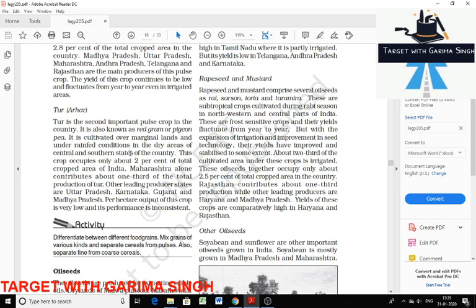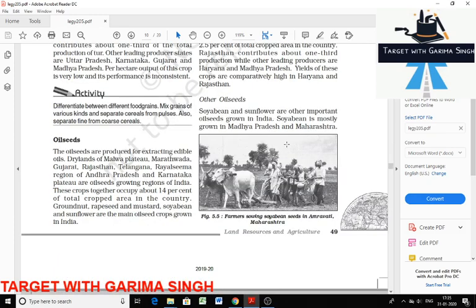Then oilseeds. Oilseeds are produced for extracting edible oil. Oilseeds include groundnut, rapeseed, mustard, soya bean. You can say different oilseeds are grown in India, on about 40% of the total crop area in the country. The dryland of the Malwa Plateau, Maharashtra, Gujarat, Rajasthan, Telangana, Rayalaseema of Andhra Pradesh, and the Karnataka Plateau are the leading producers of oilseeds.